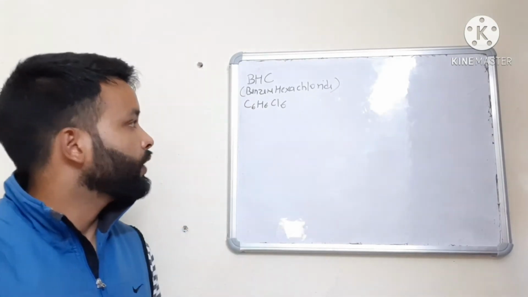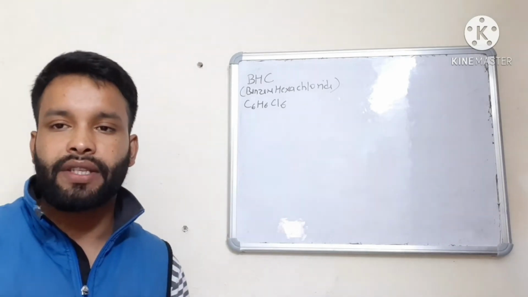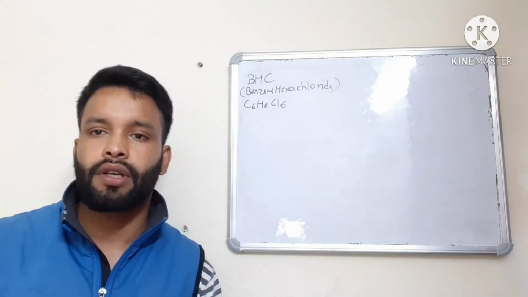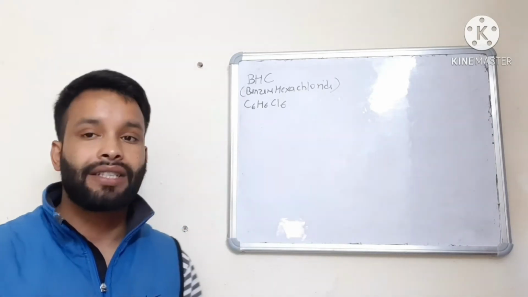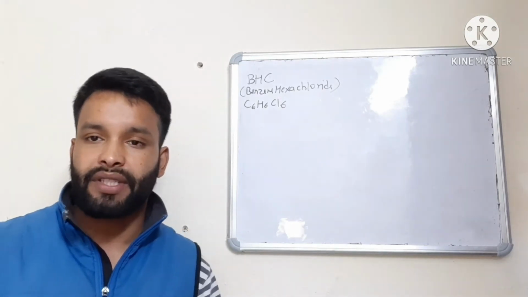Okay, so now we'll discuss BHC. The full form of BHC is benzene hexachloride. Benzene ring, we all know. Hexa stands for 6 and Cl means chlorine, and this is the formula C6H6Cl6, benzene hexachloride. Basically it is a very common pesticide.